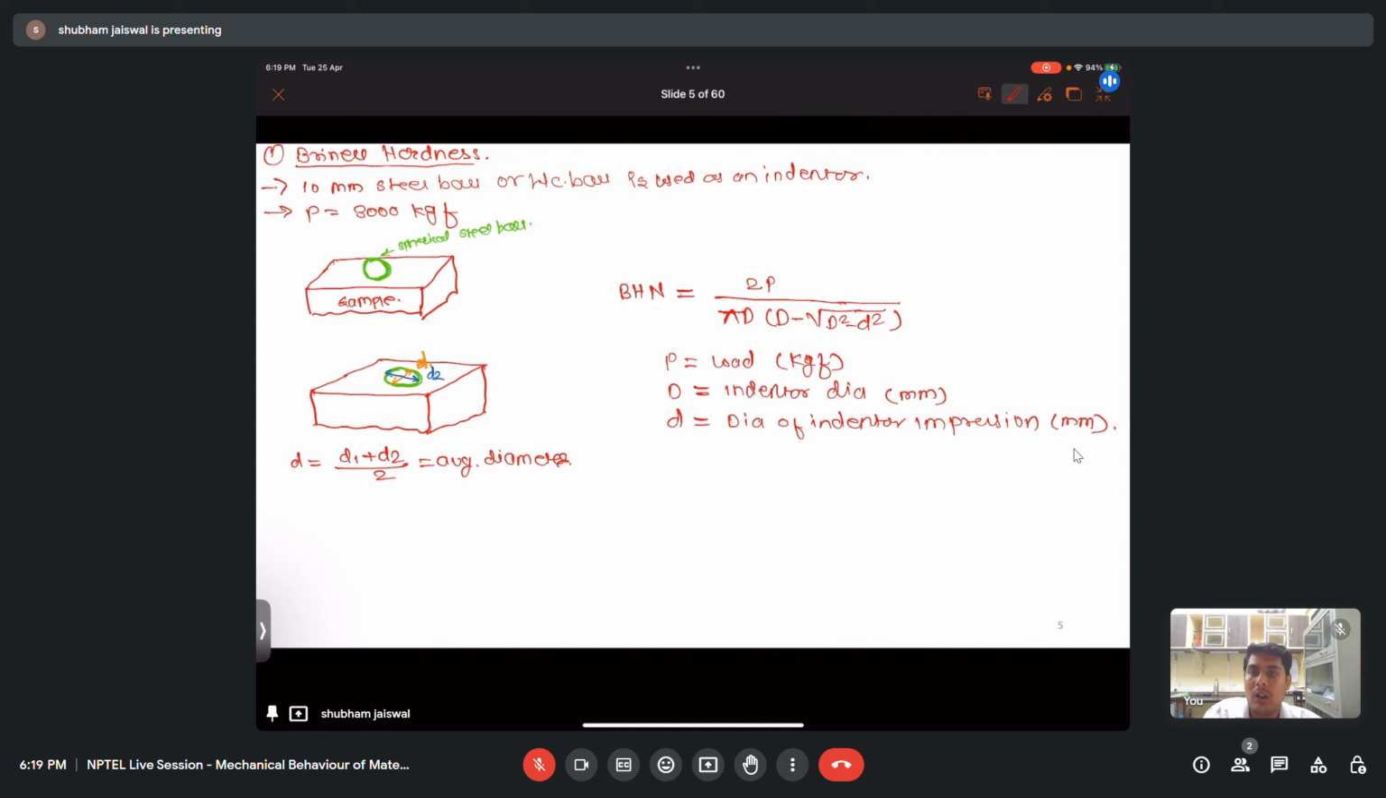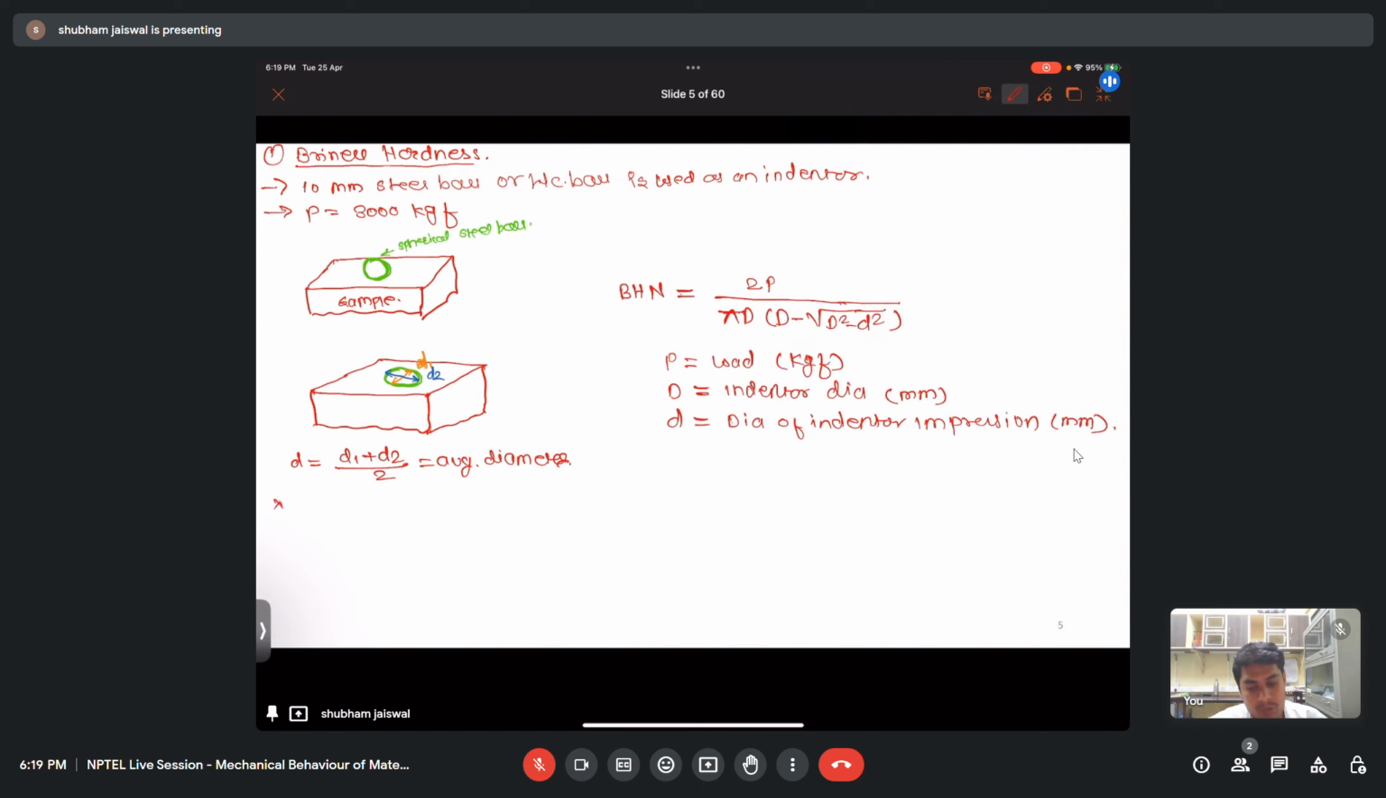This method is generally not used for very high hardness materials, greater than 400, because the steel ball may itself get deformed. So this is about the Brinell hardness. Then after this, we have seen the concept.